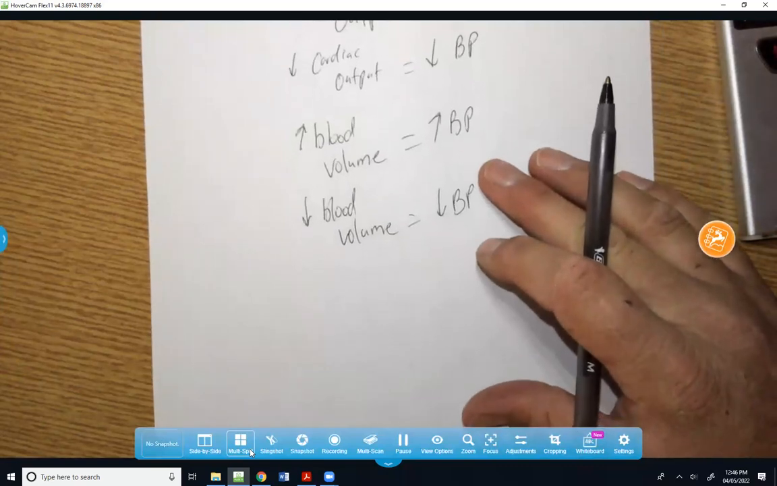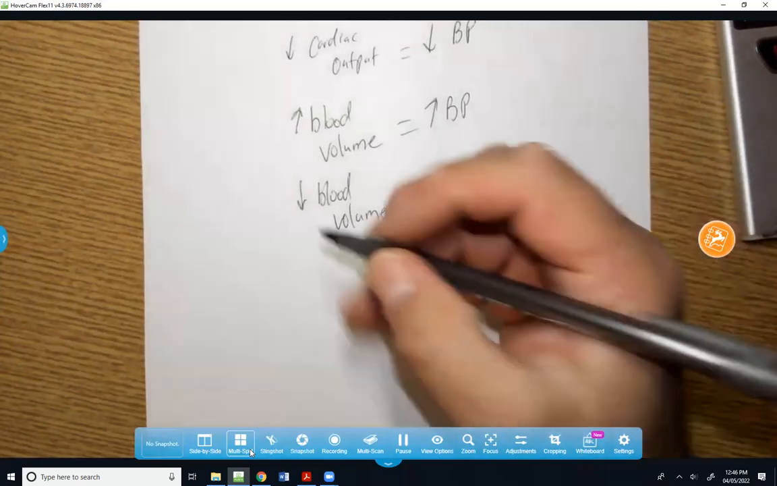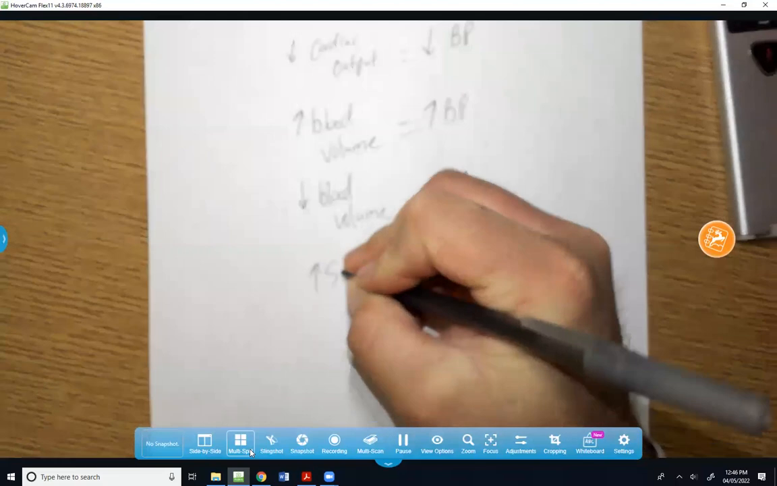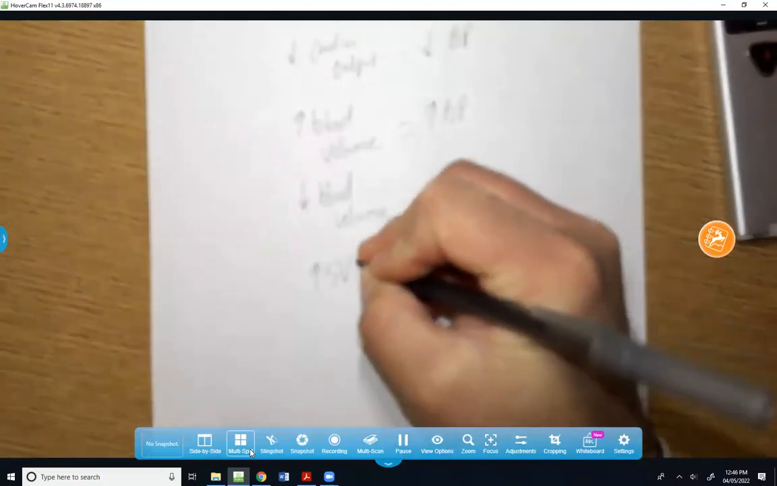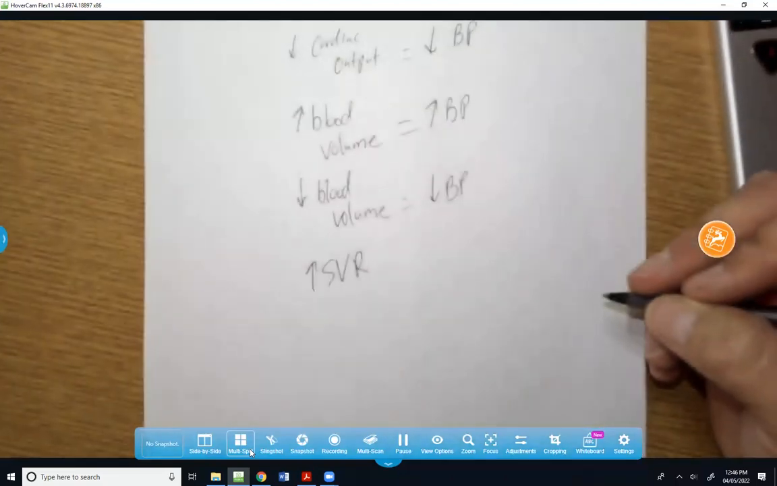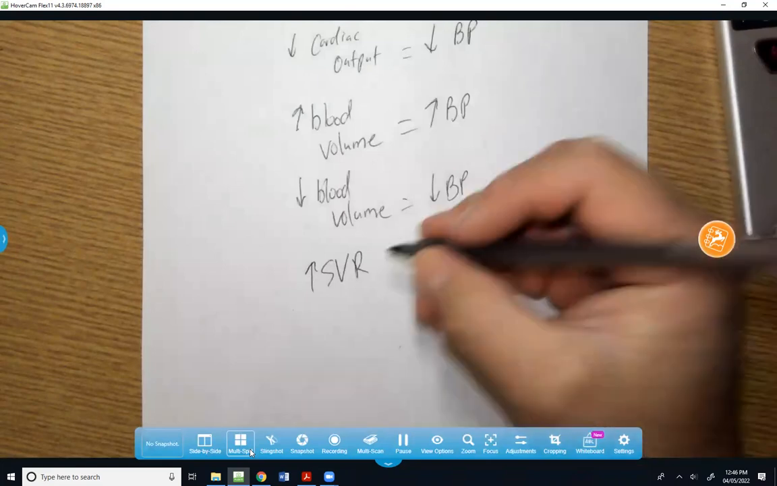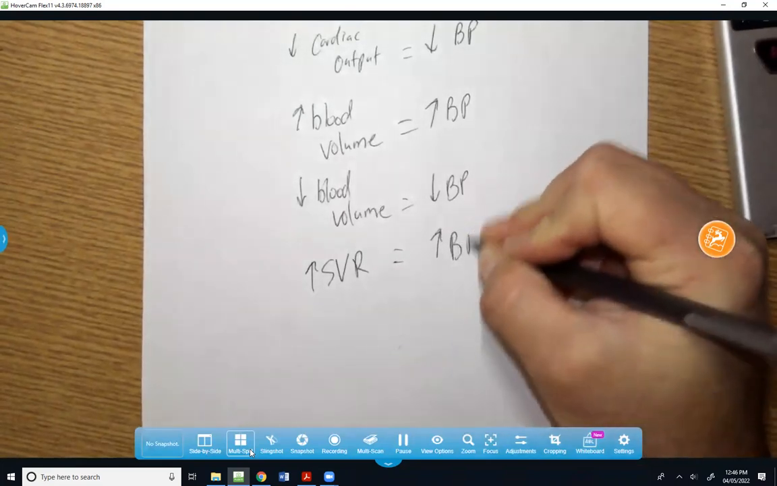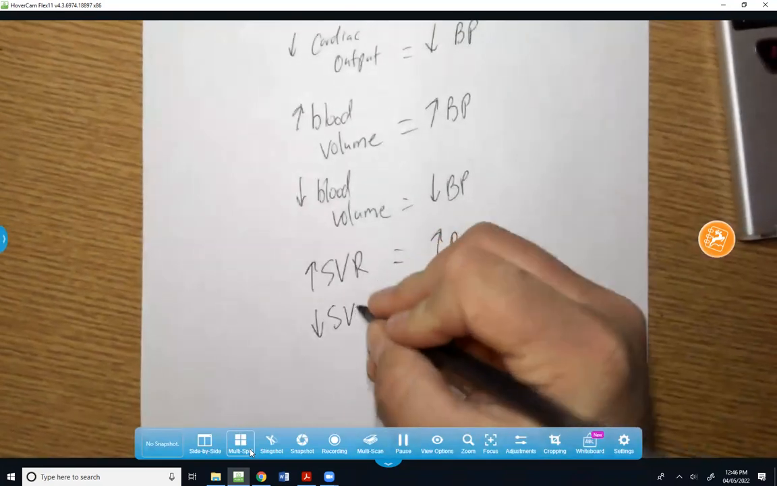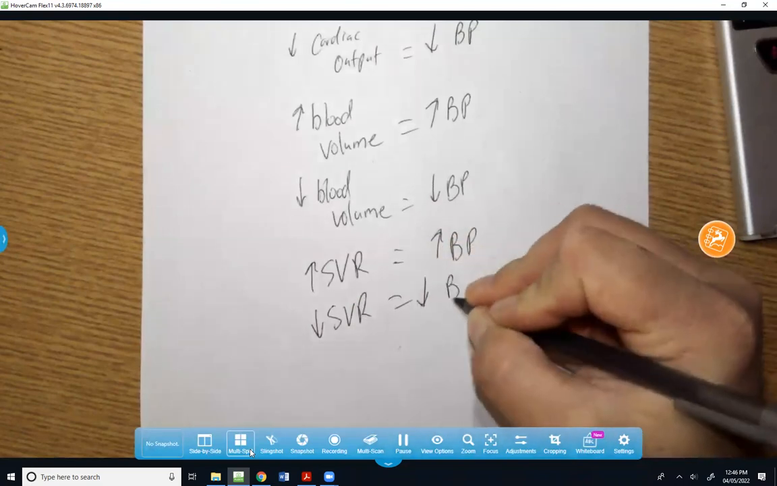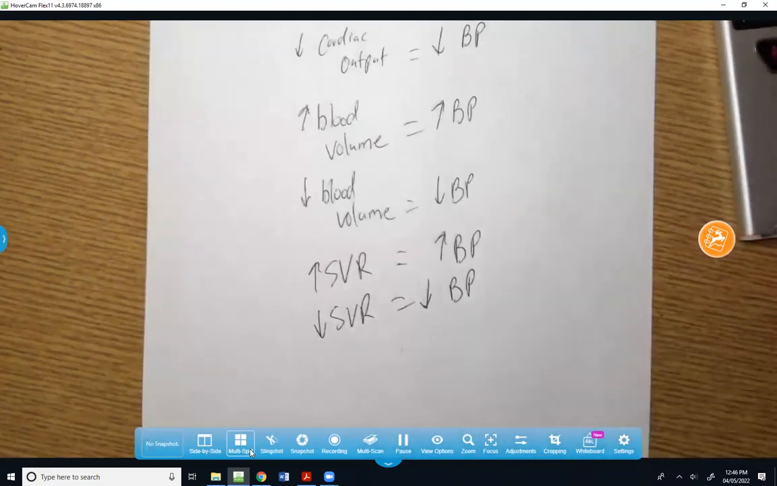Okay. And then the third factor that affects your blood pressure is vascular resistance. Remember, SVR is short for systemic vascular resistance. Any increase in that increases blood pressure, whereas any decrease in that decreases blood pressure. So it's a nice relationship.